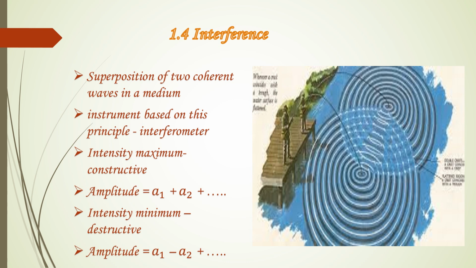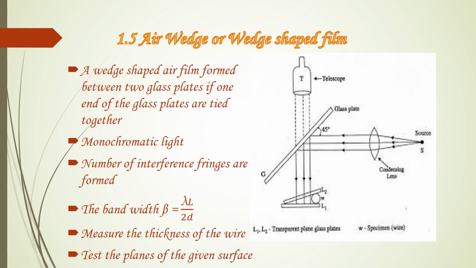Next, we will see some interference based instruments. First, we see the air wedge apparatus. Air wedge is nothing but a wedge-shaped air film formed between two glass plates. From the figure, L1 and L2 are two glass plates. They are tied at one end, and a specimen, that is a thin wire, is inserted at the other end. The gap between them is filled by air. This setup is called an air wedge.